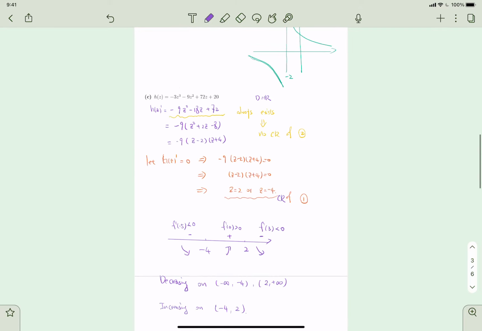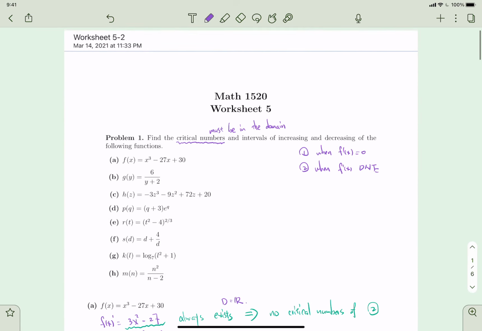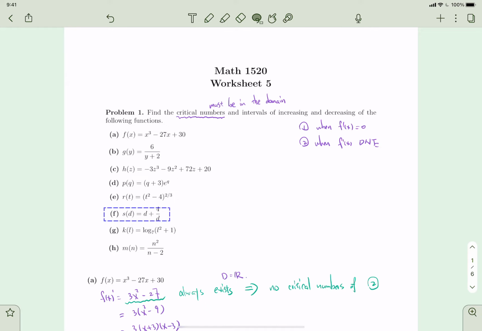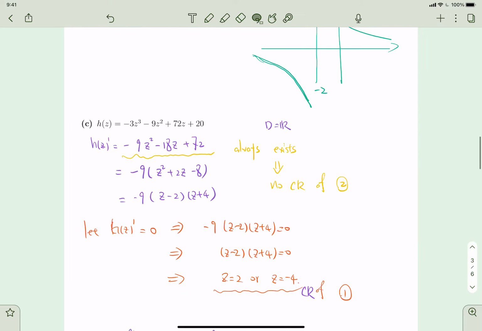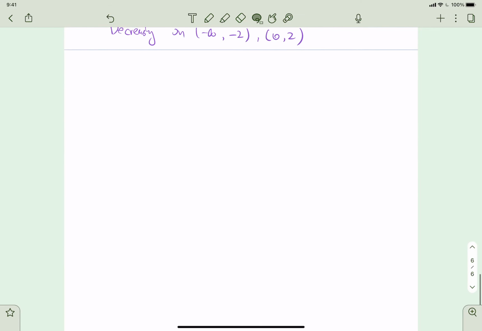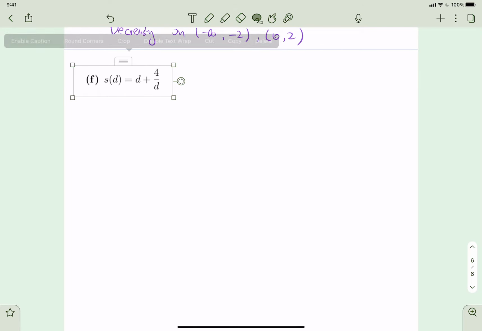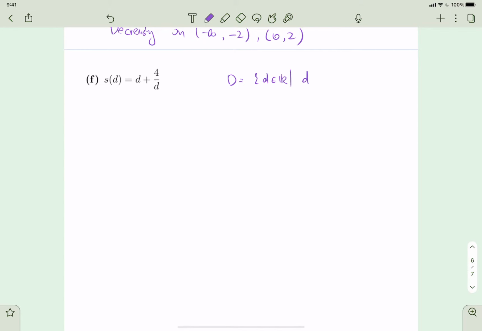Now moving on to question F. Here is a power function plus a reciprocal function. So its domain is everything but 0, right? Because it's in the denominator. And after knowing this, we can start to take the derivative. That's 1 minus 4 over d squared.